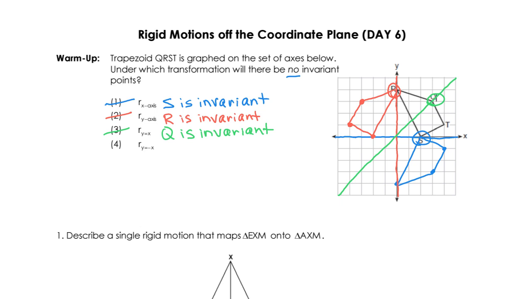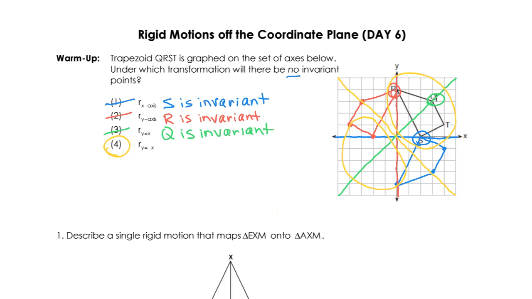Y equals negative x. If you're not sure what it looks like, we could graph it in our calculator. Okay. But you're going to notice that all 4 of the points, if they got reflected, would end up all over here. None of the points are on the line of reflection, and so they would all move, and there would be no invariant points, and so choice 4 would be our answer. Okay, a little bit tricky. Easier to do when you actually do the reflections versus just thinking about them.